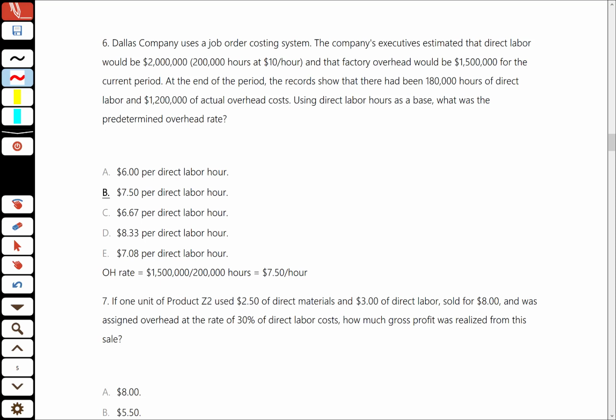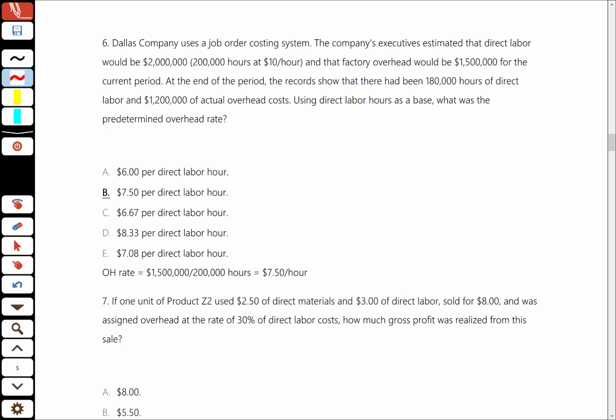All right, so then what? And the factory overhead would be $1,500,000. At the end of the period, the records show that there has been $180,000 of direct labor and $1,200,000 of actual overhead costs. Using direct labor hours as the base.